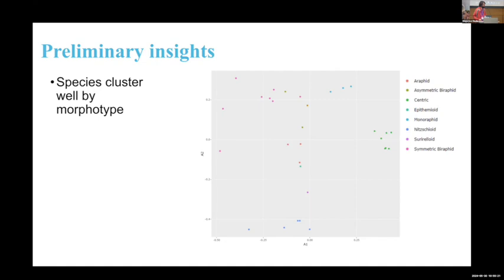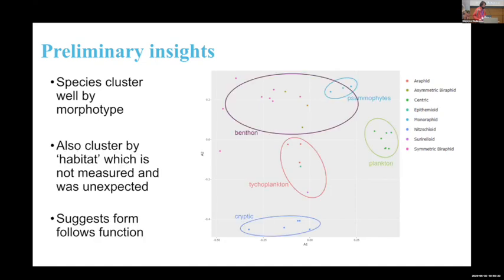That's to be expected. And then what's really cool, first kind of glance at this, is that they also cluster well by habitat, which was not any one trait or any one function. So we're suggesting here that now we can, from data, show that like form follows function, or function follows form, one of the 2.